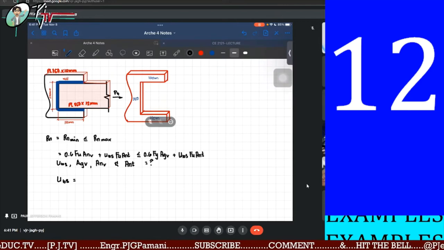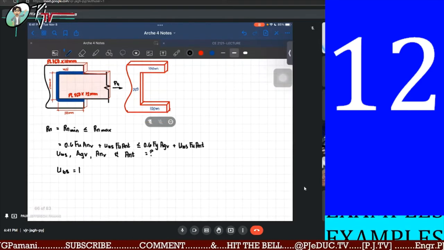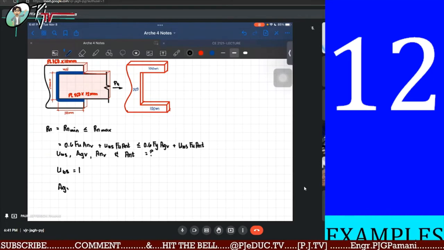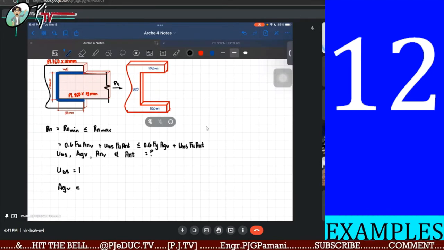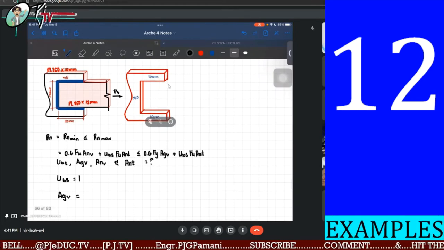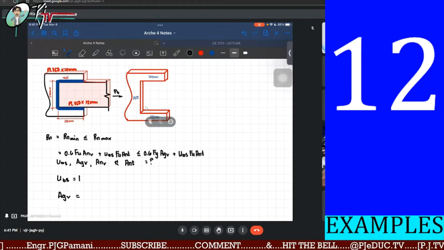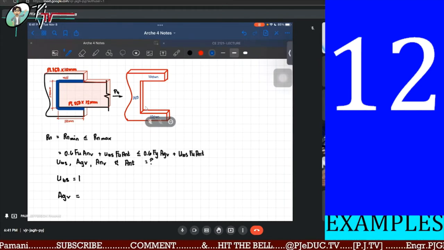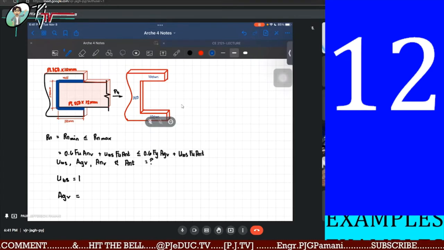Okay. Then we have your AGV. Ano ulit si AGV? That is simply your gross shear area. Hanapin natin on the given figure or the resulting block shear figure, ano yung ating shear rupture? Saan natin kukunin yung shear rupture? Yung vertical or yung horizontal?